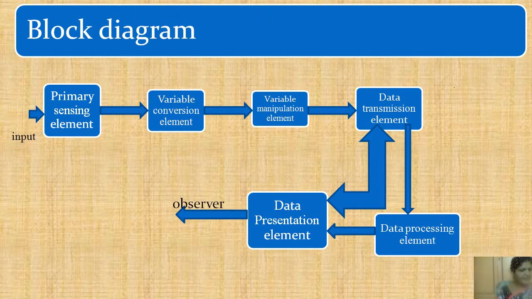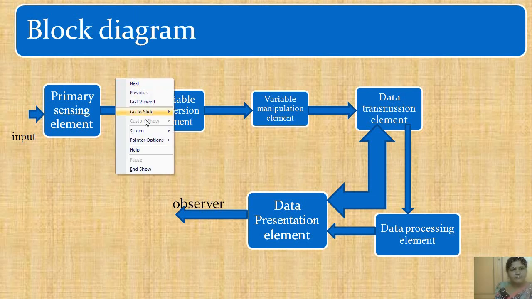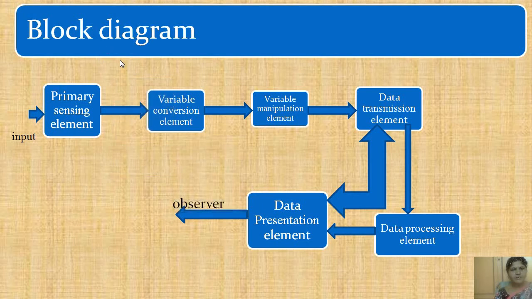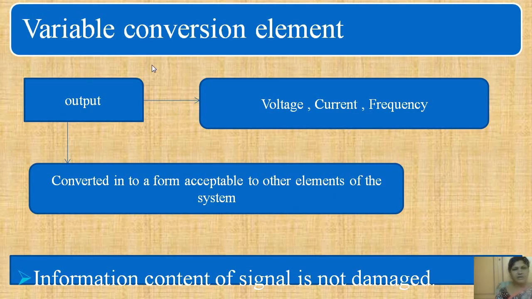So in the block diagram, we see that the quantity, the measurand, is sensed or measured by the primary sensing element, and then the primary sensing element is connected to the variable conversion element, so that the electrical output provides the input to the variable conversion element. So the second functional element is called the variable conversion element.